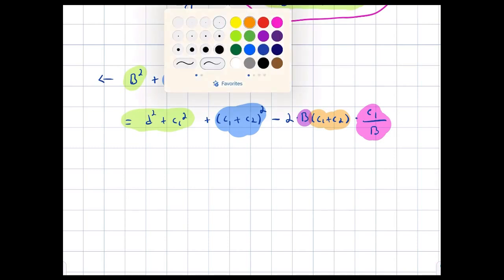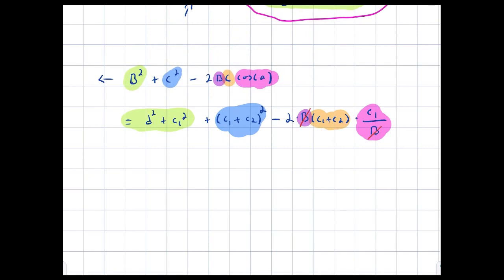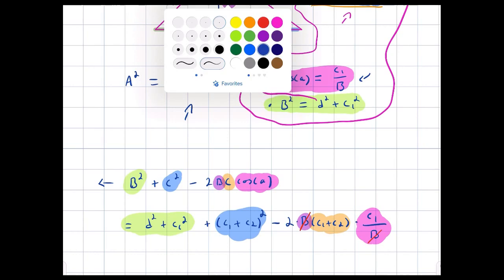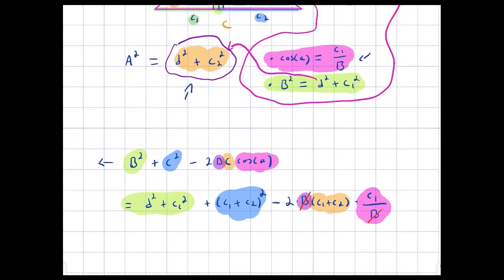Right? I can cancel out these. I'm going to do this maybe in red for canceling. I feel like that's a good canceling color. B. I can cancel these, and now hopefully get some cancellations going on with the rest of the stuff. I need to keep in mind, what am I aiming for? I want to be left with this d squared plus c squared, because that's equal to a squared.